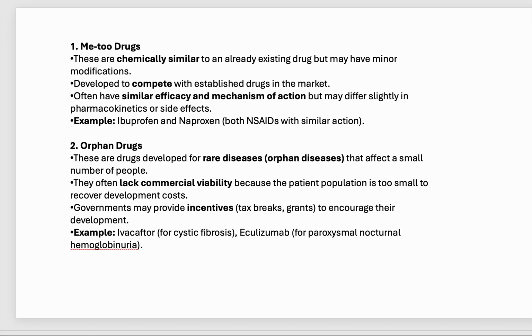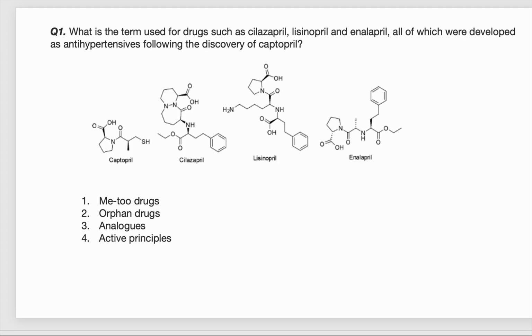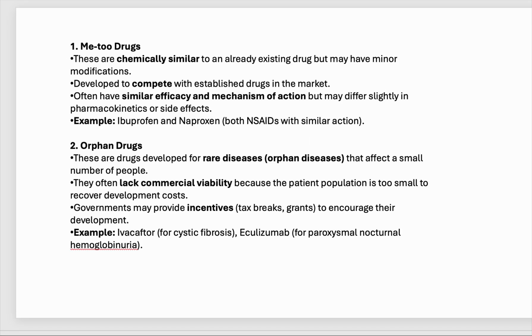So let's discuss what these terms given in the options are. Me Too drugs: suppose there is a drug already in the market. Me Too drugs are chemically similar to that drug with a little bit of modification. This modification is done either to increase the efficiency of the drug, or to lower the side effects and improve the pharmacokinetic profile. But it's more or less the same.